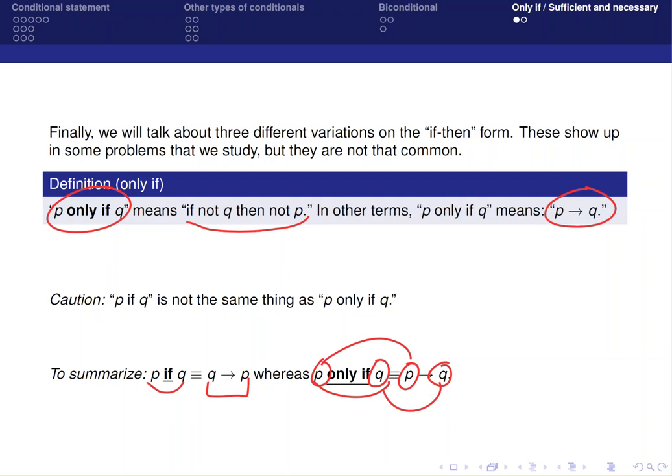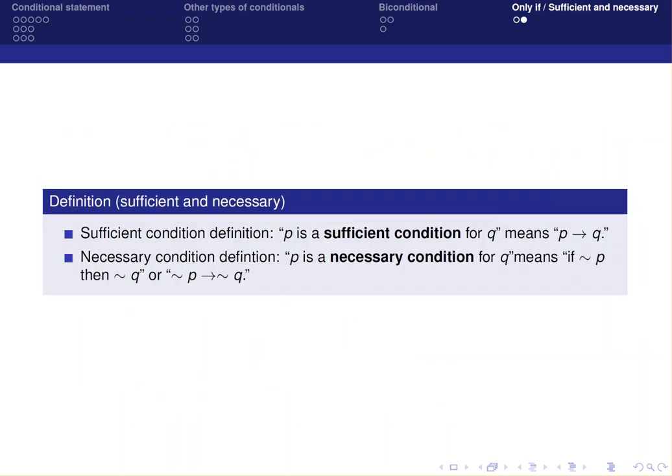What about the other words? What about "sufficient" and "necessary"? Again, saying that P is a sufficient condition for Q means P implies Q. So again, P is the hypothesis, Q is the conclusion. And finally, if you hear the words P is a necessary condition for Q, we are saying that if not P, then not Q.